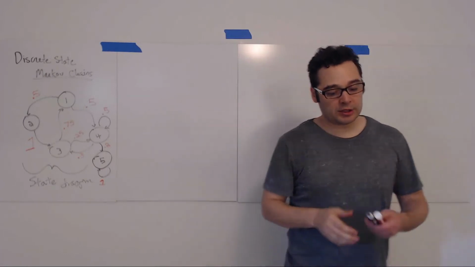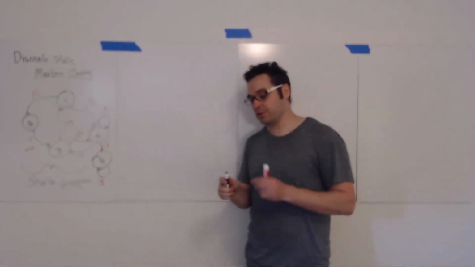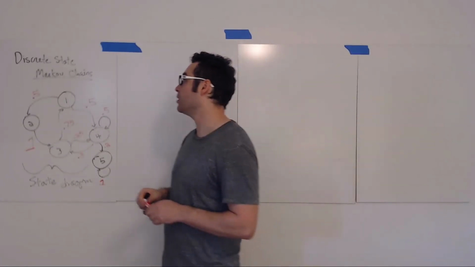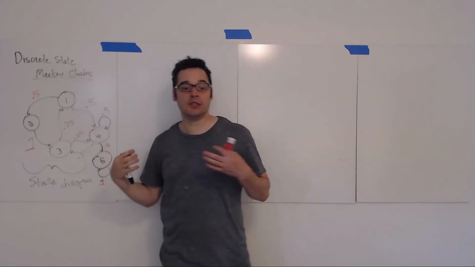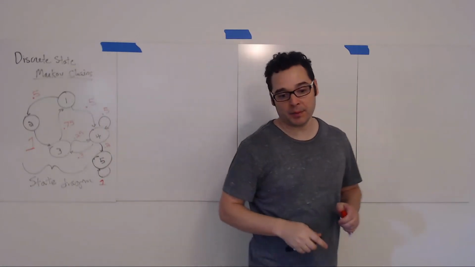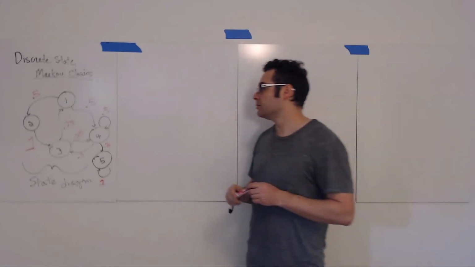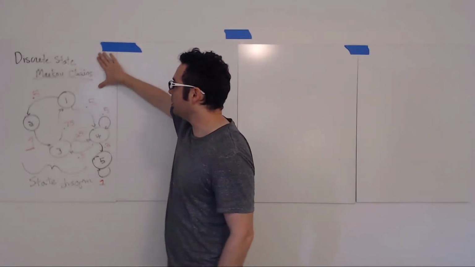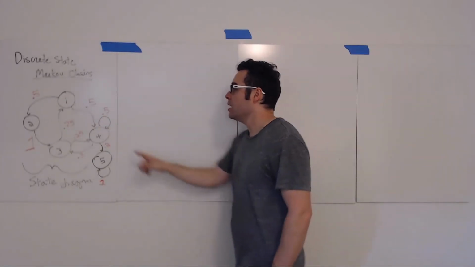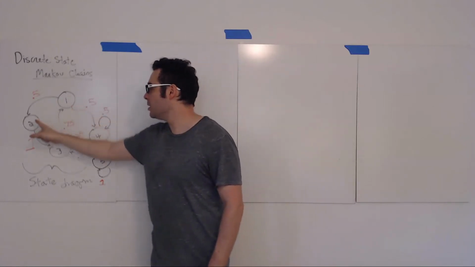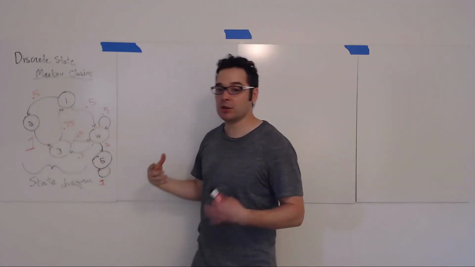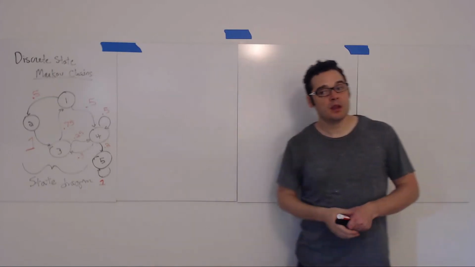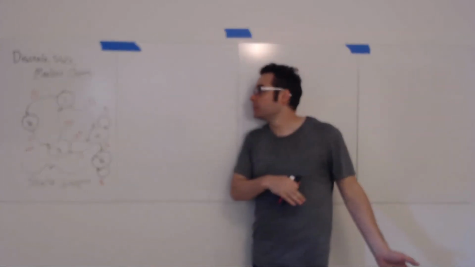All right, so let's talk about the different nodes that we have here and why we call it a discrete state Markov chain. For starters, we call it a discrete state Markov chain because we can name each one of the states that you can be in.